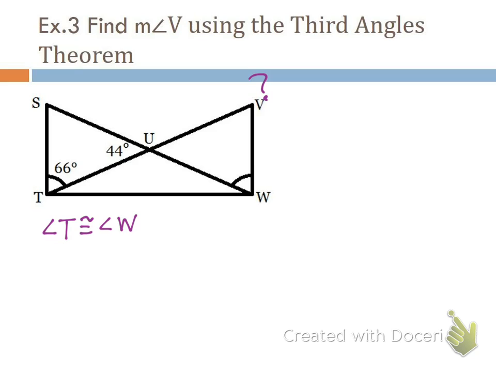I'll give you a hint. The other pair we can't just say with one letter. Kara, what do you think? Angle TUS is congruent to angle WUV. Very good. Angle TUS is congruent to angle WUV. Does anybody know why?